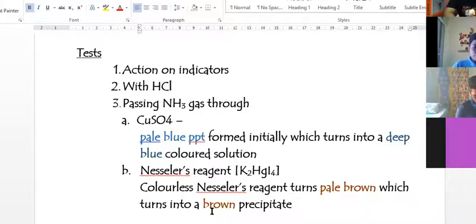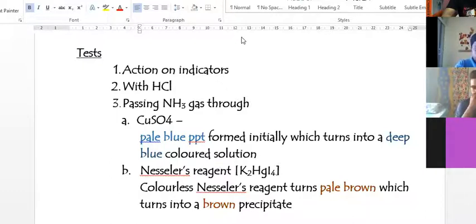So Nessler's reagent is a solution of potassium mercuric iodide, that is K2HgI4. It is actually a colorless reagent which will turn pale brown when we start adding this ammonia gas into it. And when we add it in huge quantities, like you pass it for a longer time, that brown colored solution turns into a brown colored precipitate. Okay, so this is the most important test to identify ammonia, that is Nessler's reagent. The colorless Nessler's reagent turning pale brown first and then turning into a brown precipitate. Okay, so these are the tests you need to know.